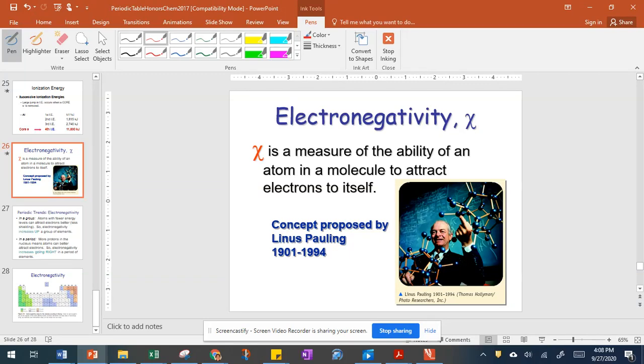Okay, so what I want to go over now is electronegativity. Electronegativity is symbolized by the Greek letter chi. So this is chi. And it is just a measure of the ability of an atom in a molecule to attract electrons to itself. This number does not have a unit. The larger the electronegativity value is, the better able an atom can attract electrons to itself.